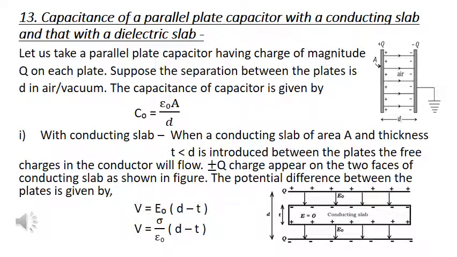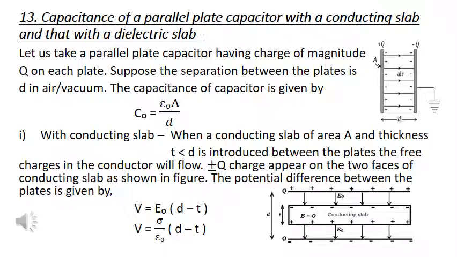For this, let us consider a parallel plate capacitor having charge of magnitude Q on each plate as shown in figure. Suppose the separation between the plates is d and the system is situated in air or vacuum. Now the capacitance of a capacitor is given by C naught is equal to epsilon naught A by d. So first case, when a conducting slab is inserted in between the plates of a capacitor.